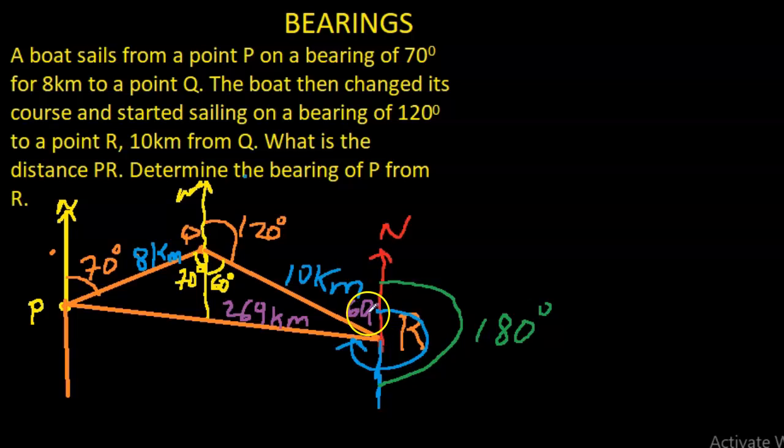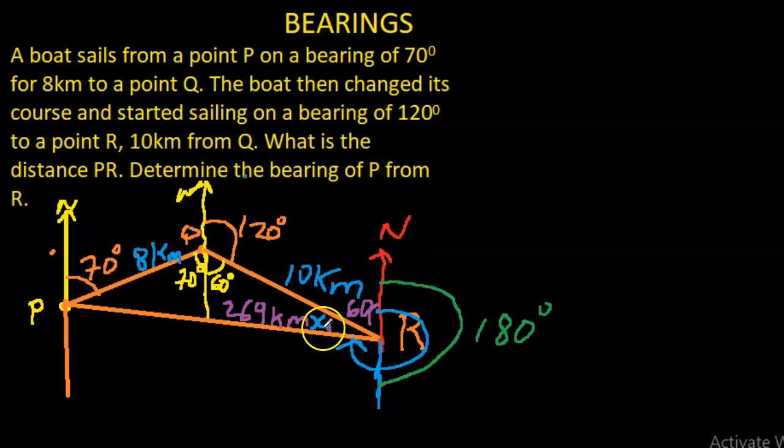Because angles on a straight line give 180, we need this angle before we can determine the angle here. So let's find this angle. We can use the sine rule. Let me call the angle inside there x.